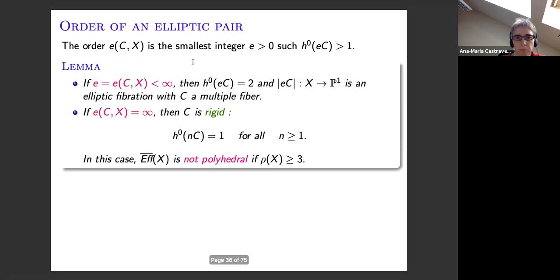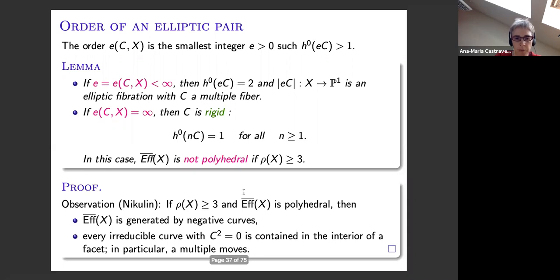And so there are two situations. Either the order is finite, in which case there are exactly two linearly independent sections, and you get a morphism to P1, whose generic fiber is an elliptic curve, and C is a multiple fiber. The other possibility is that the order is infinite, in which case any multiple of C has exactly one section. We claim this cannot happen if the effective cone is polyhedral and the Picard number is at least 3. This is an argument that goes back to Nikulin. The first part is immediate.